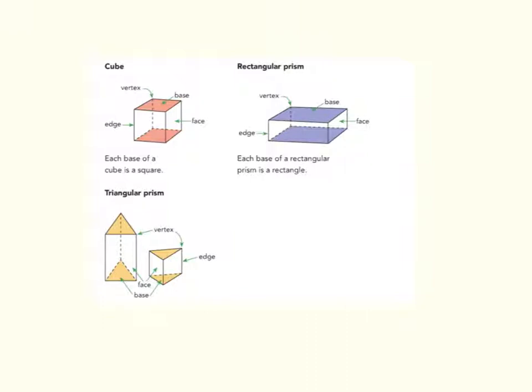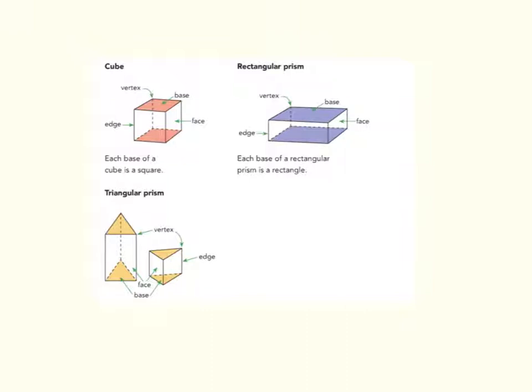Let's begin by reviewing special prisms. A prism is any solid with two parallel congruent bases joined by faces that are parallelograms. A prism is named by the shape of its base.